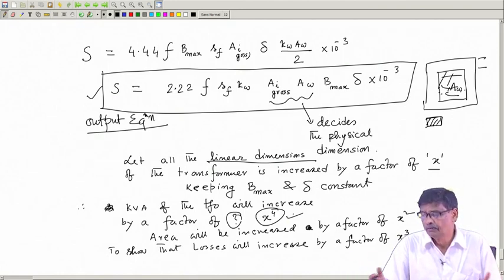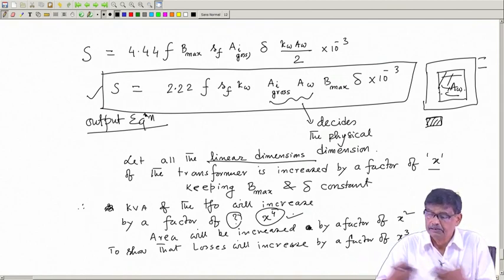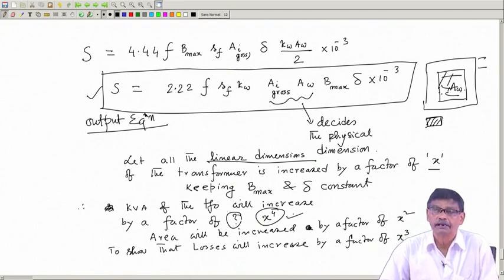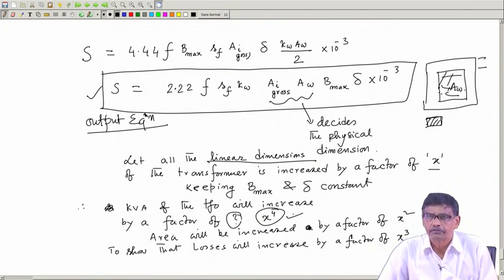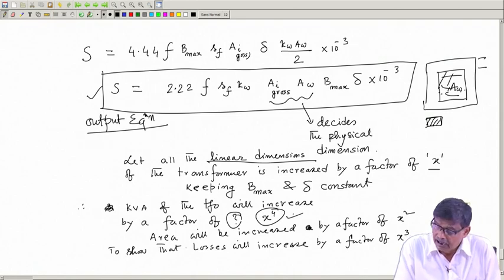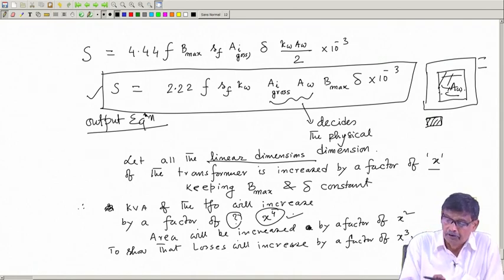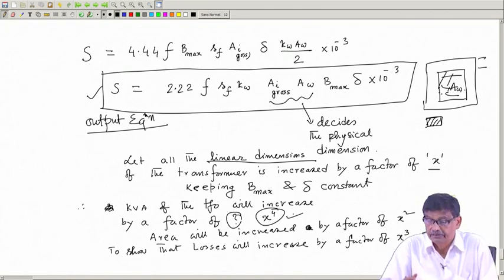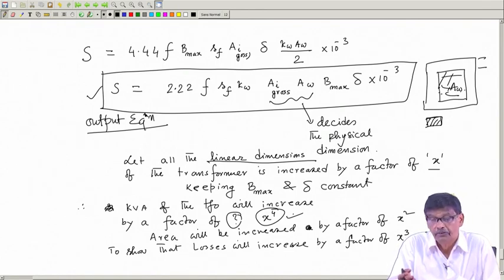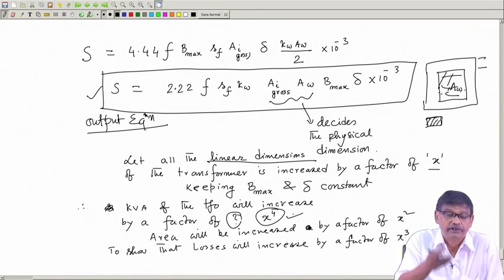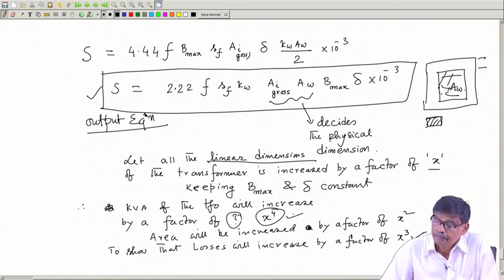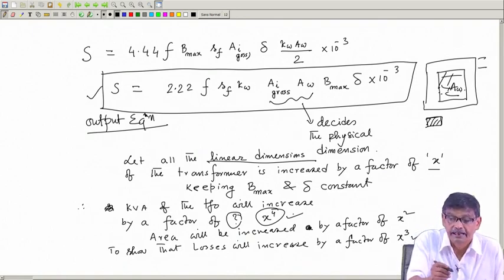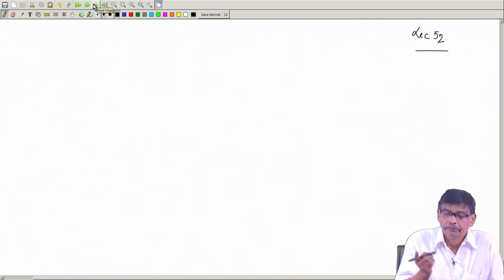And the surface area, the overall surface area through which heat is dissipated into the atmosphere, will also increase by a factor of x square. Then I stopped here, we went up to this point. We can easily show that losses in the transformer for this bigger transformer whose kVA rating is now x to the power 4 into s, if s was the original kVA rating, the losses will increase by a factor of x cube. Why? It is simply because of this.